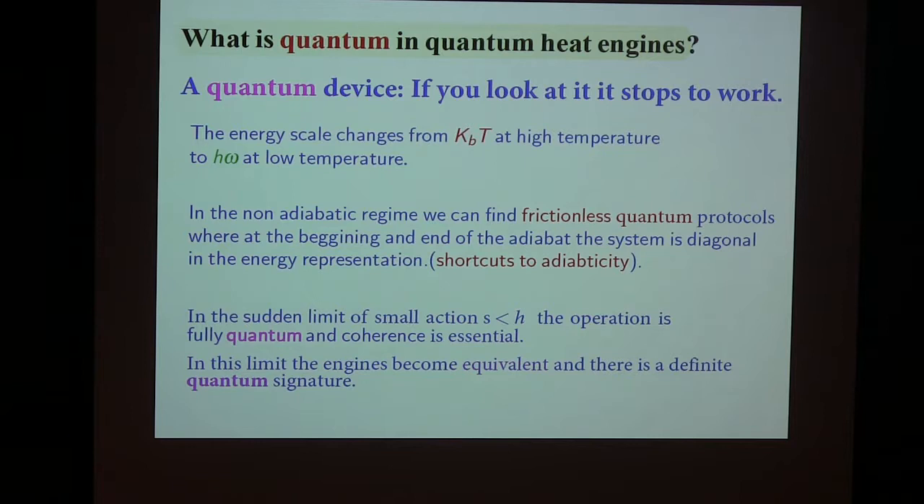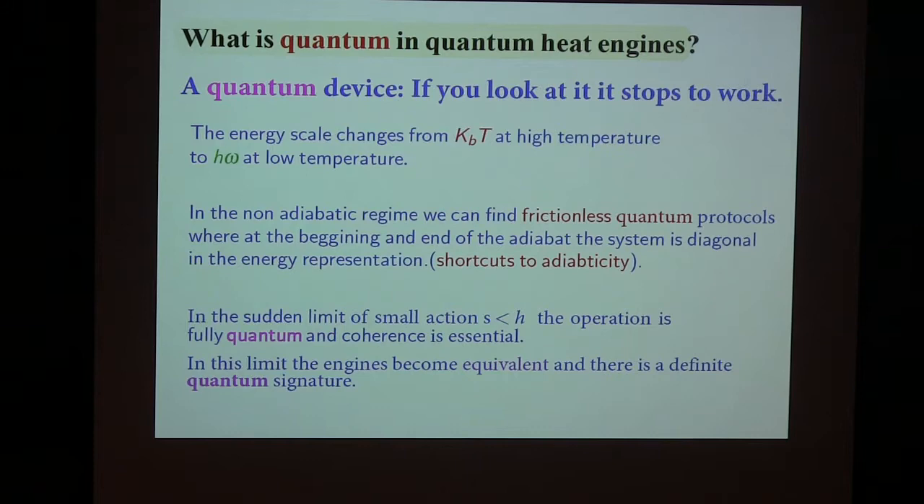So you can say that these frictionless solutions are in a way quantum, because they use coherence, but only within the adiabatic stroke. A fully quantum engine uses coherence on the whole cycle. That would be the difference between the shortcuts and using it on the whole cycle. And this would be the sudden limit, where there's small action, so all engines become equivalent, and we can find this quantum signature.